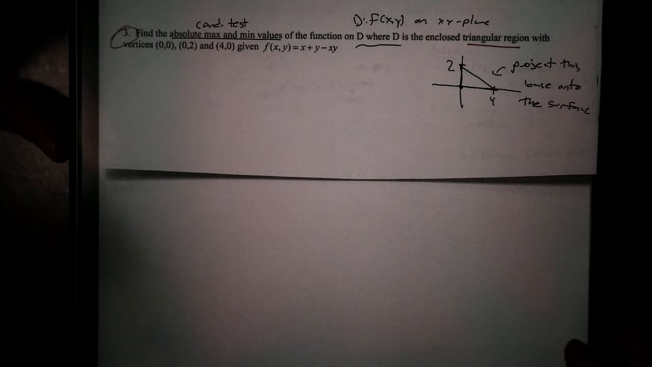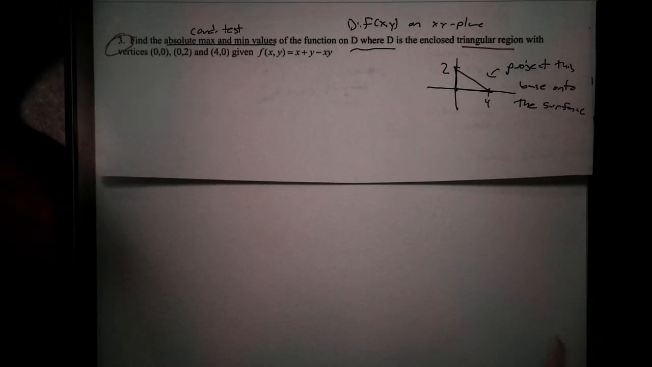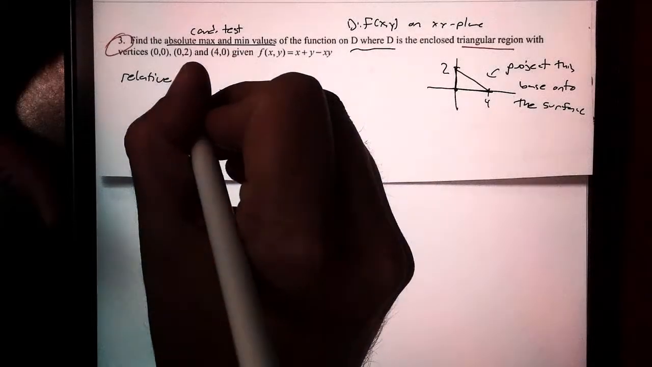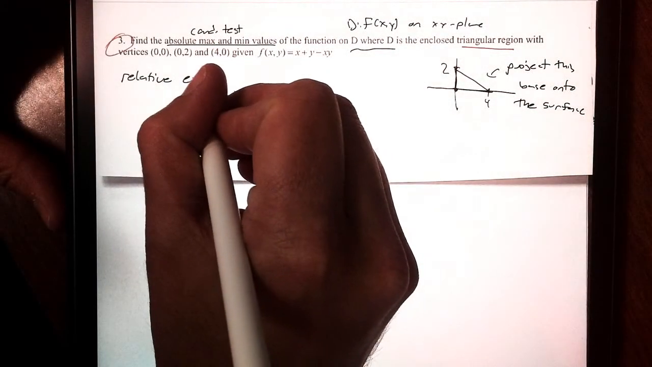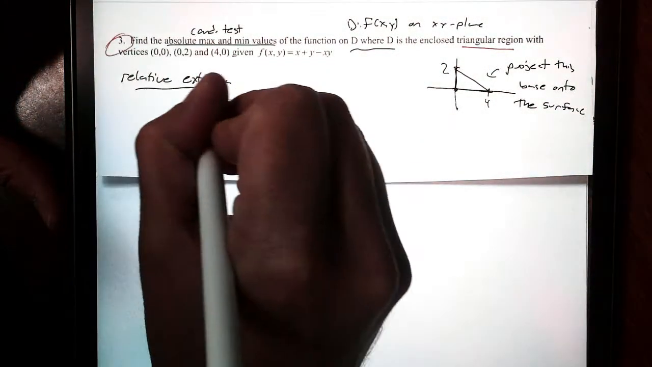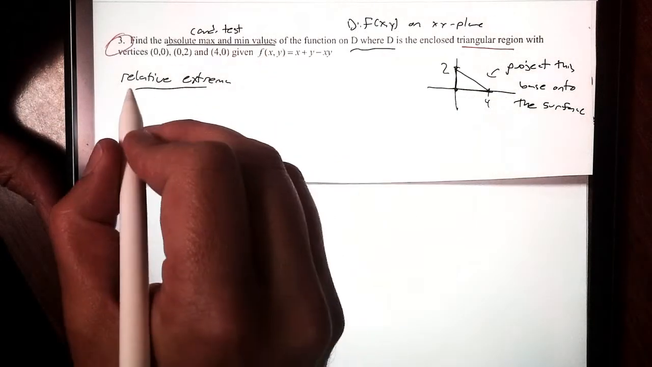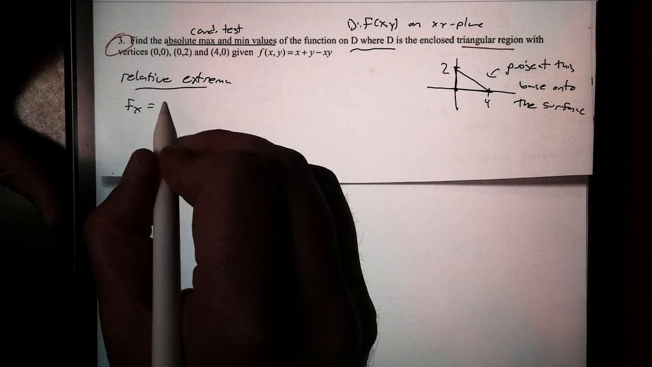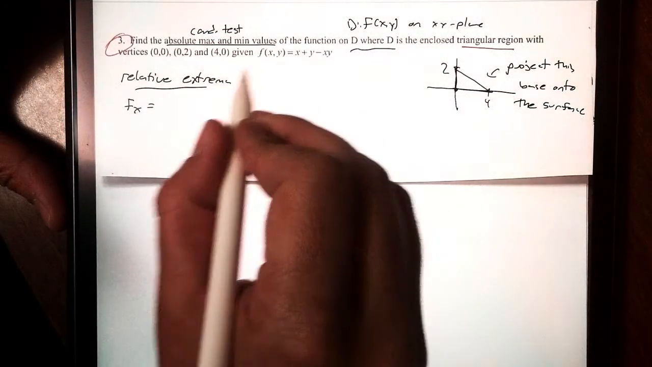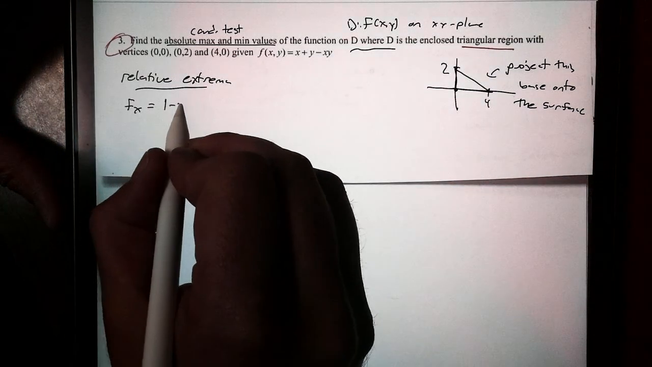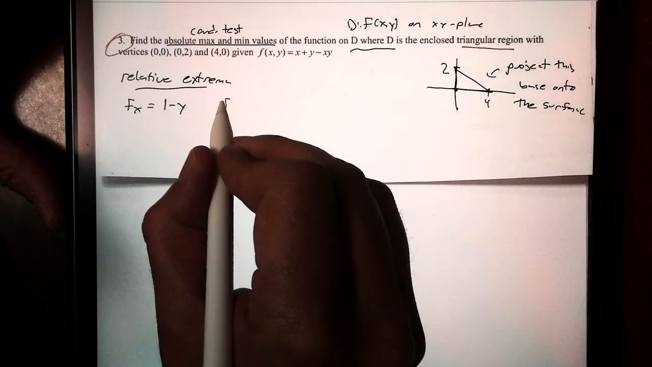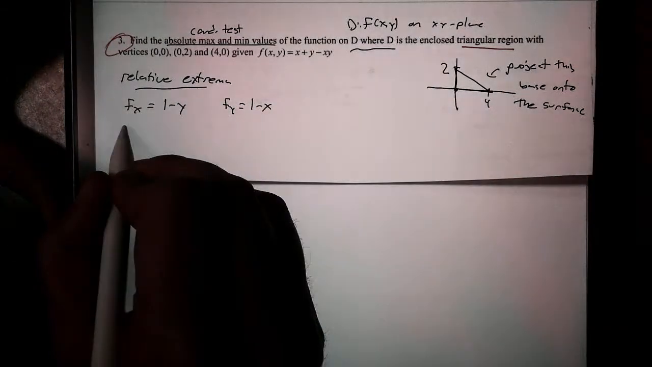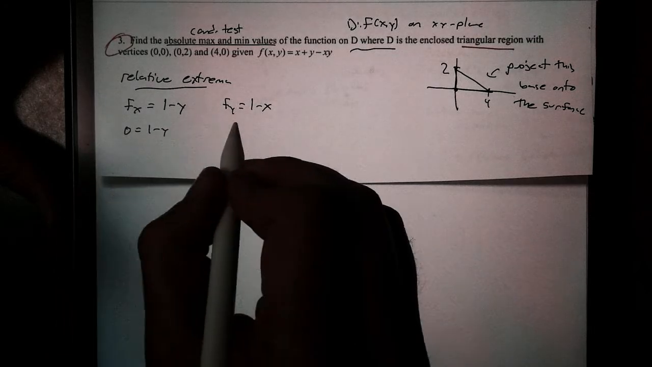So the first thing we need to find is our relative extrema. And to do that, we're looking at the partials of our function. We saw this in our video the other day when we talked about the second derivative. So we're going to get 1 minus y, and my partial with respect to y is going to be 1 minus x. And of course we set both of these equal to 0.